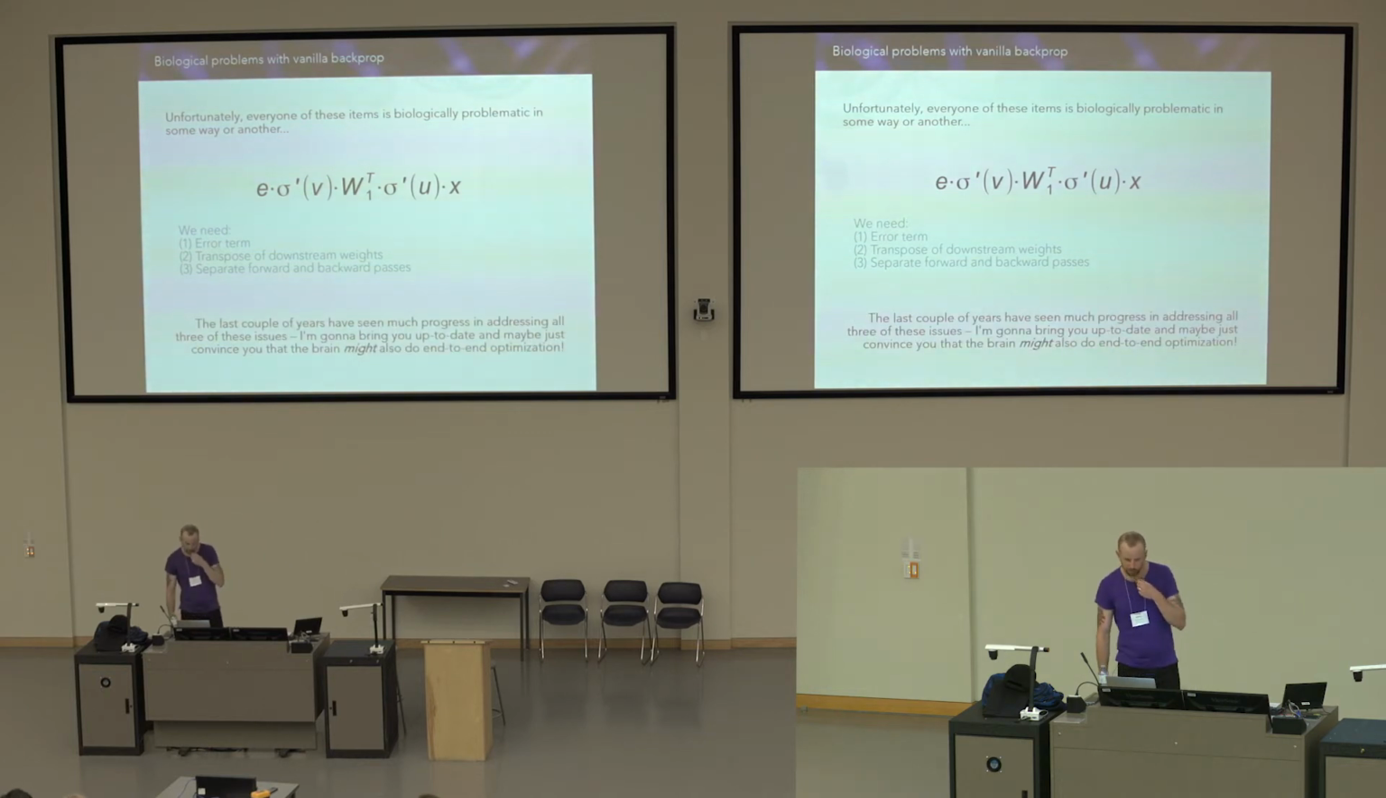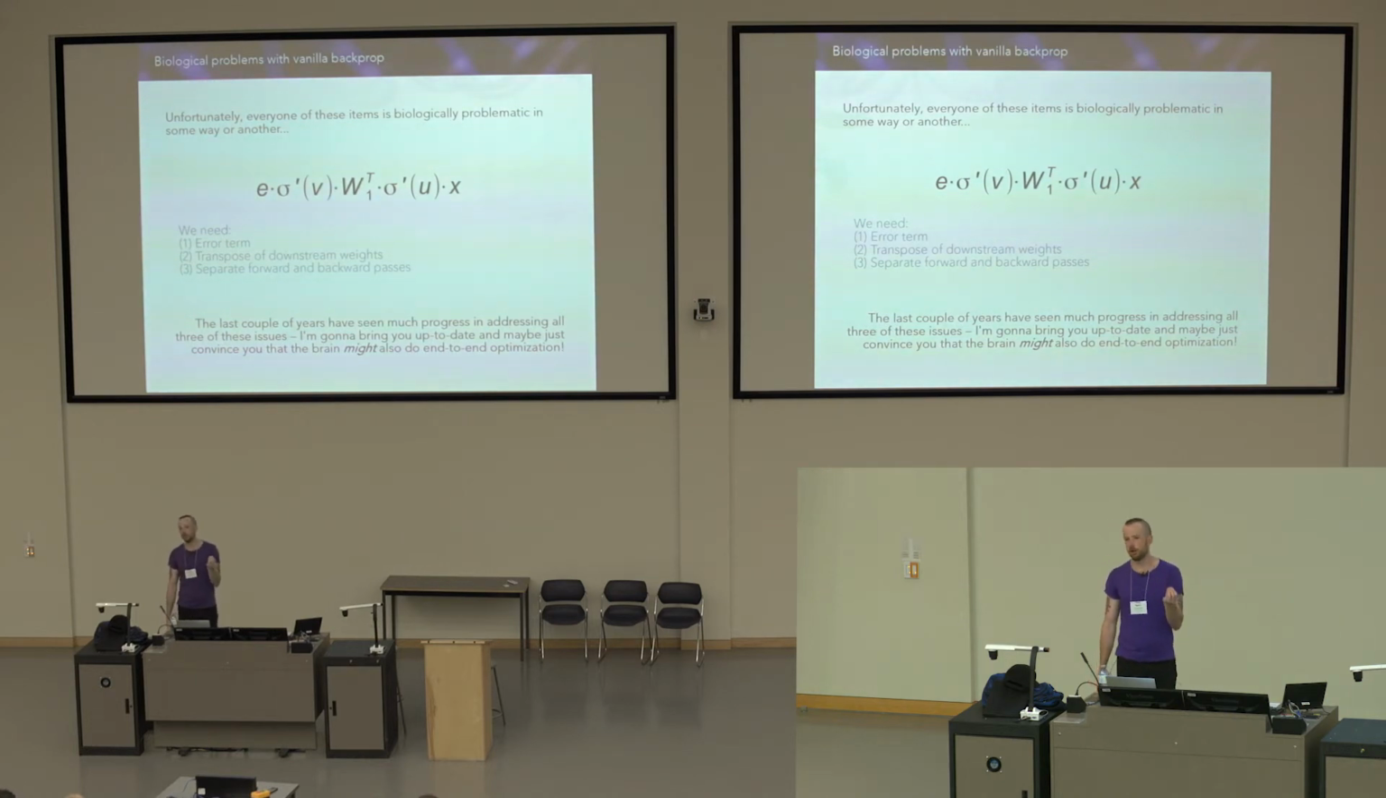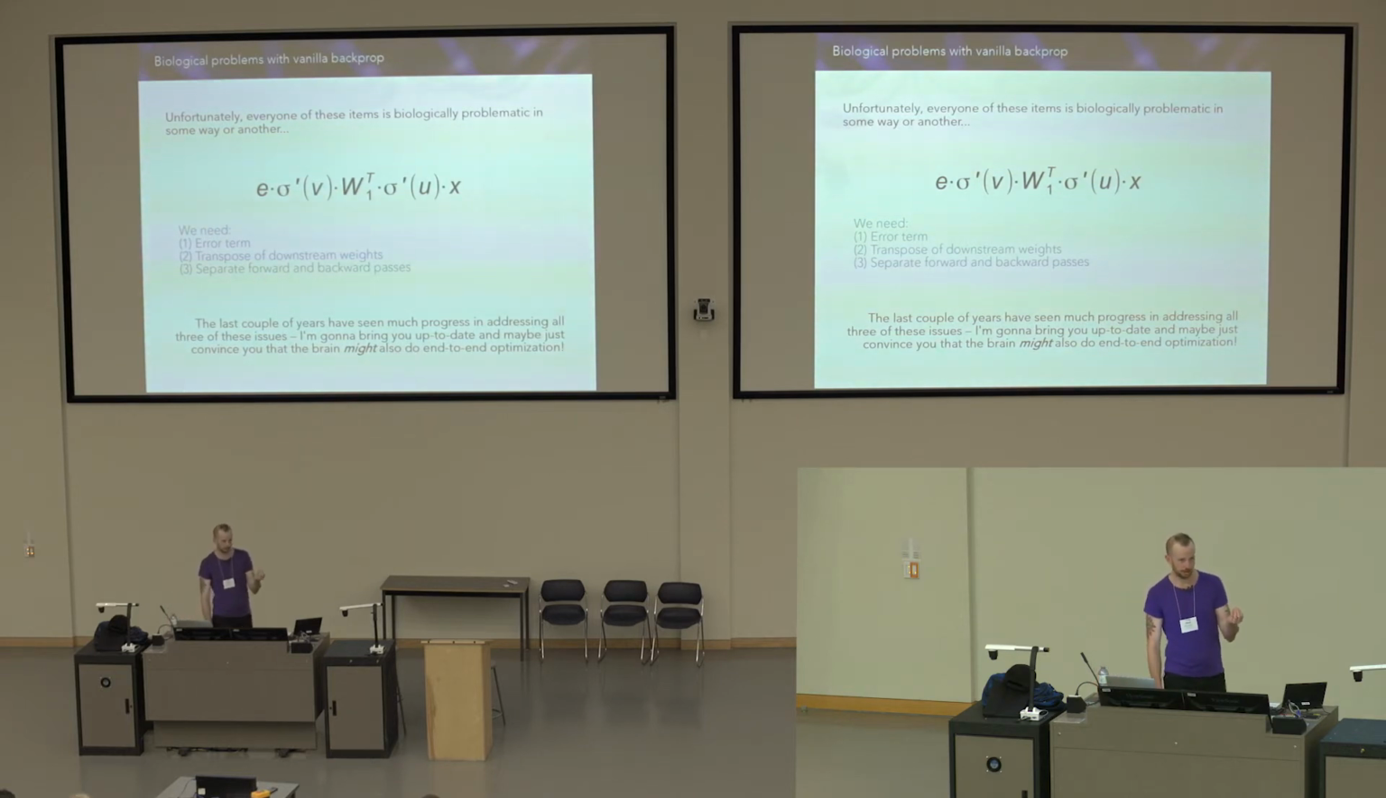So in fact, what we've seen over the last few years is that although each of these terms looks problematic from a biological perspective right off the bat, there are actually ways to do end-to-end optimization to approximate the gradient of your loss function without utilizing these terms. And that means that even though the brain doesn't do backpropagation, and I want to emphasize that, I am not saying the brain does backpropagation, because it doesn't, it means that there are other ways to do credit assignment that are biologically realistic. So I'm going to show you those now.